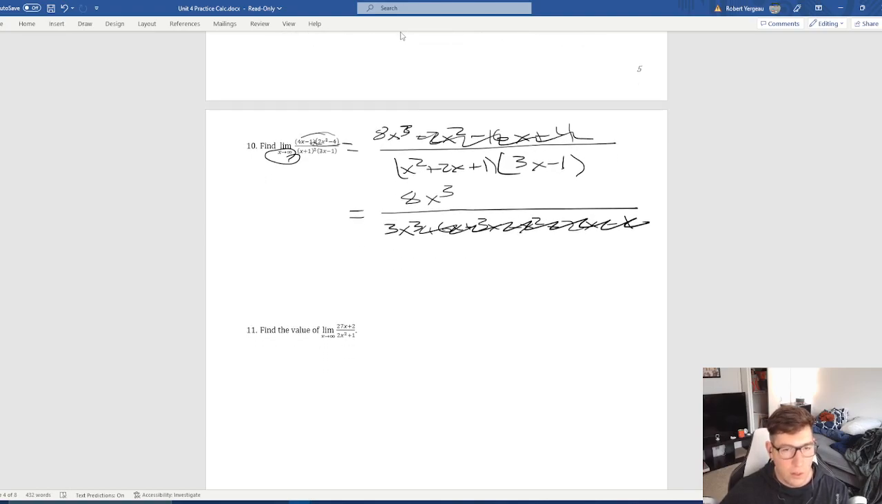And so really, when I'm looking at this, I'm looking at 8x cubed over 3x cubed. As this goes to infinity, these x's are going to grow at the same rate. And so what I'm really looking at is that the limit is going to be 8 over 3. Remember that with infinite limits, we simply look at the coefficients. All right.